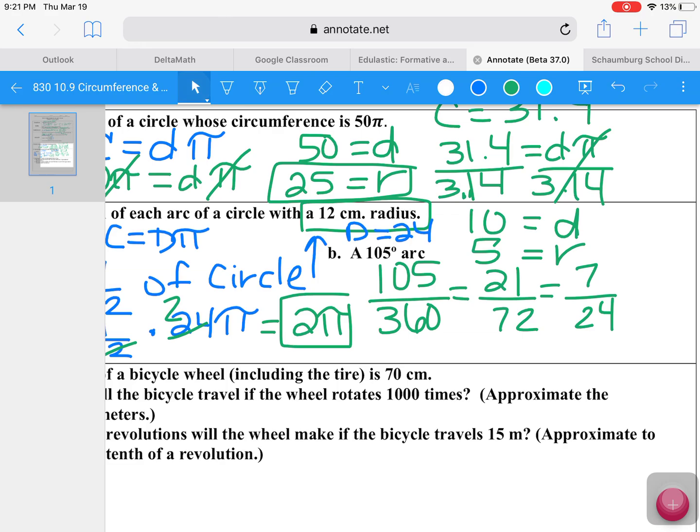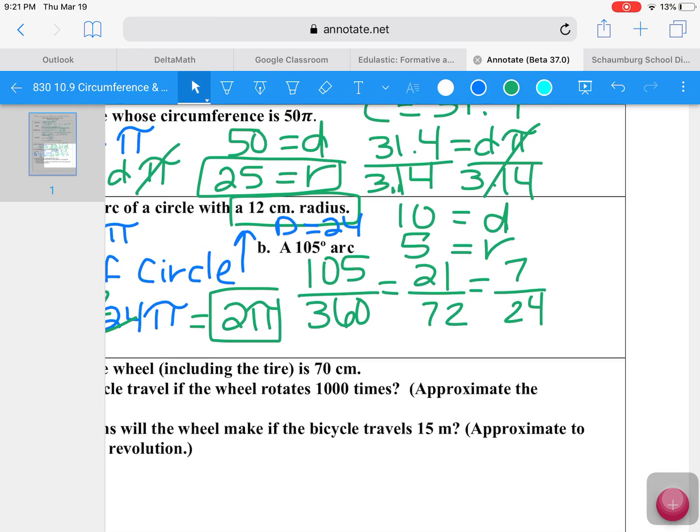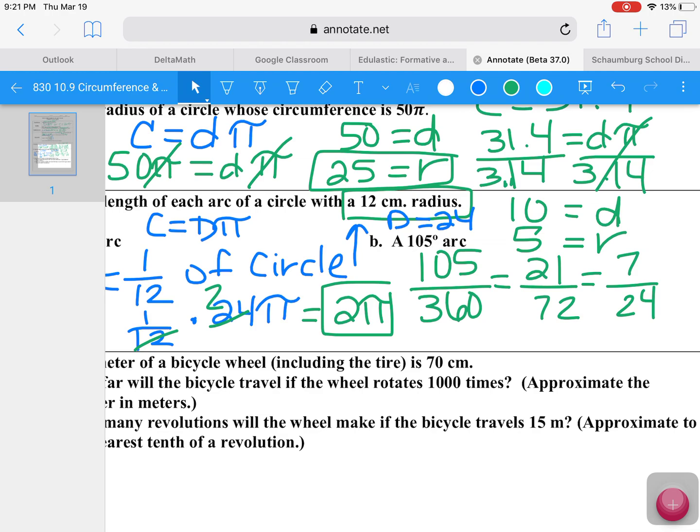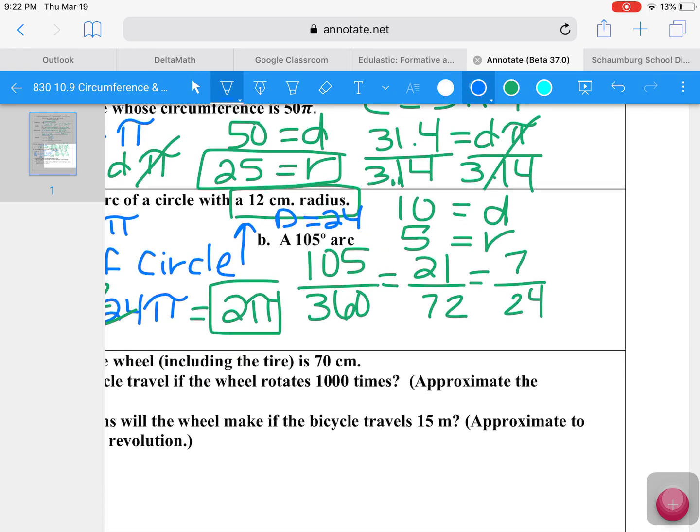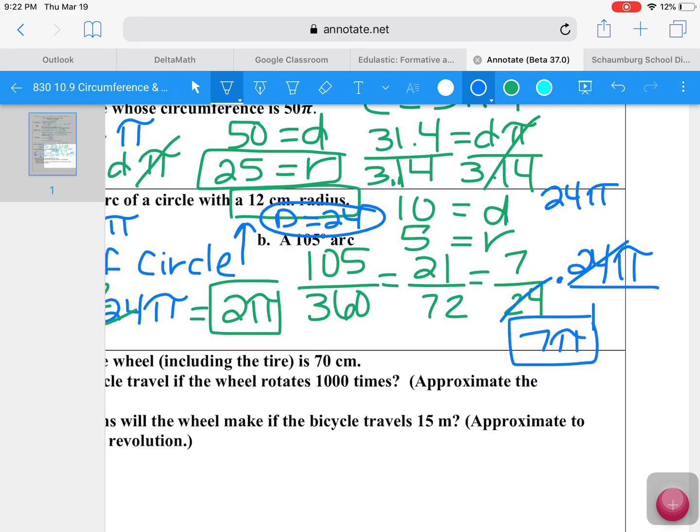Okay, so to figure out how long that is, I already know what the circumference is from the previous problem. We said the circumference was 24 pi. So I'm going to multiply 7/24 times 24 pi, because over here I found that, remember, if the diameter is 24 times pi is the circumference. So I can cancel out those 24s, because when you multiply, remember, you can cancel on the diagonals. So this is just going to equal 7 pi over 1, which is 7 pi.